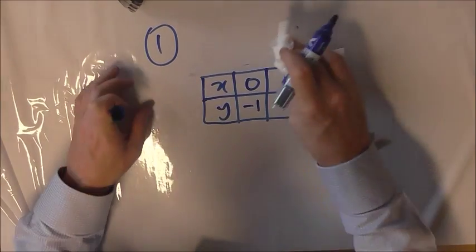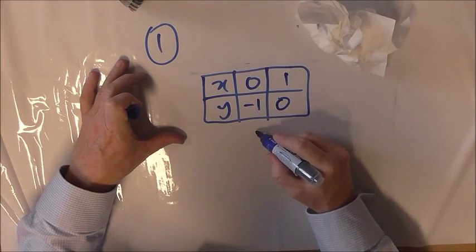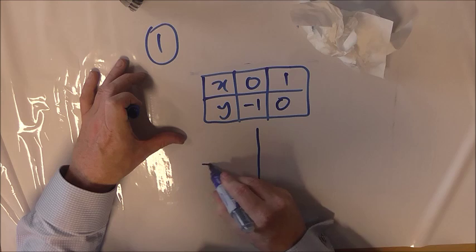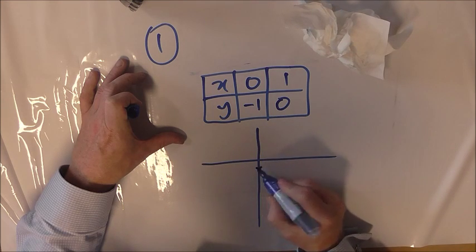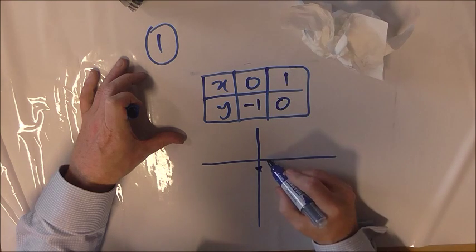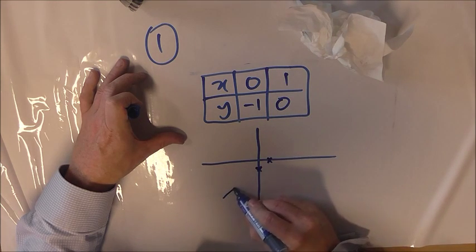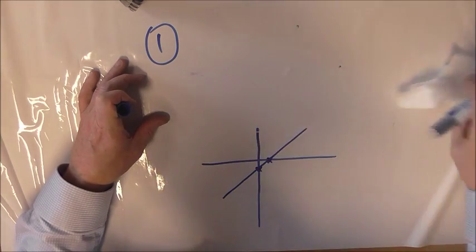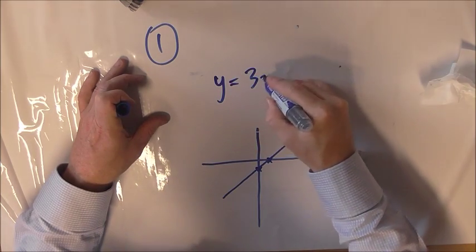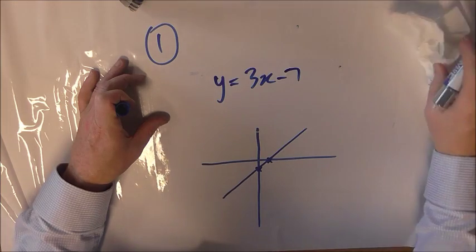Graphing that, you go 0 along, 1 down, 1 along, nothing up, and you connect them. Now, the other graph. Y equals 3x minus 7.